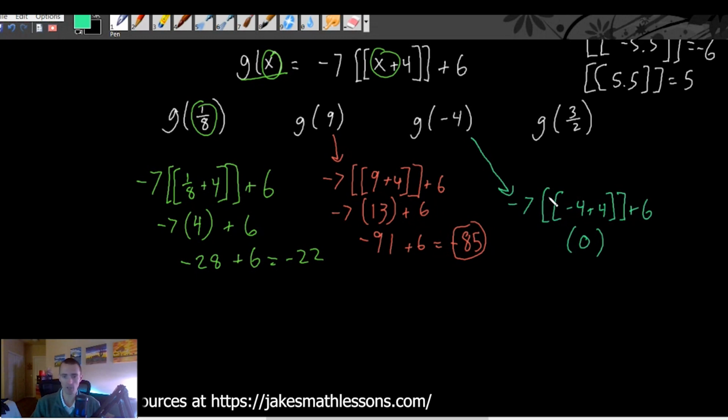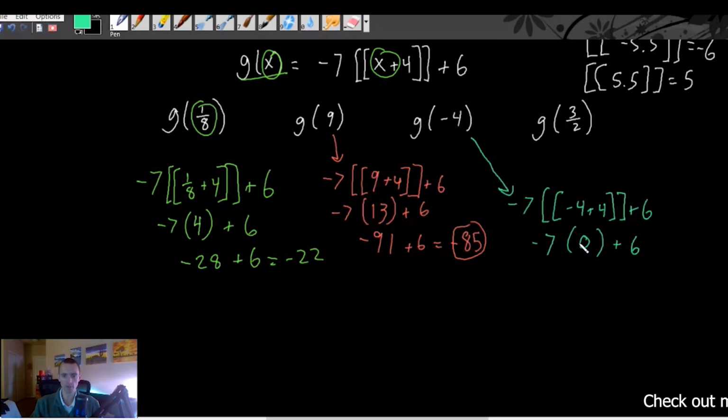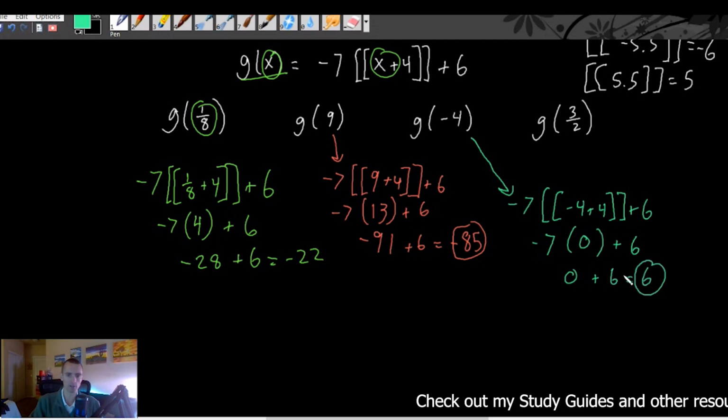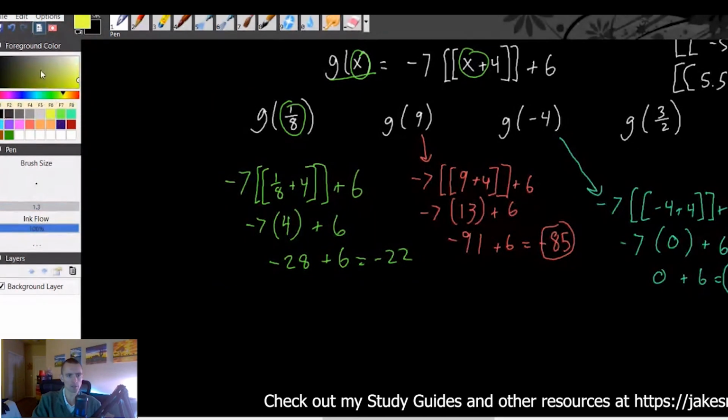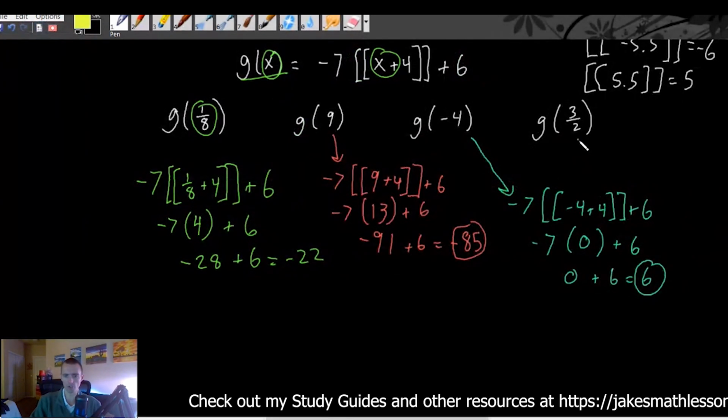This step function is not going to have any impact whenever you have a whole number or an integer. An integer is just a whole number. Whenever you're taking the step of a whole number, it's not going to change it. So the step of 0 is 0. Negative 7 times 0 is 0, plus 6 is 6. So that's going to be g of negative 4. And let's go on to g of 3/2 now.